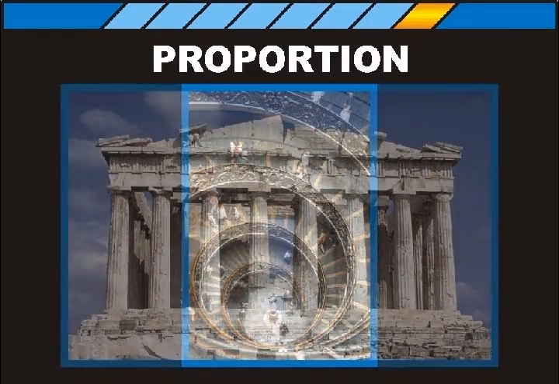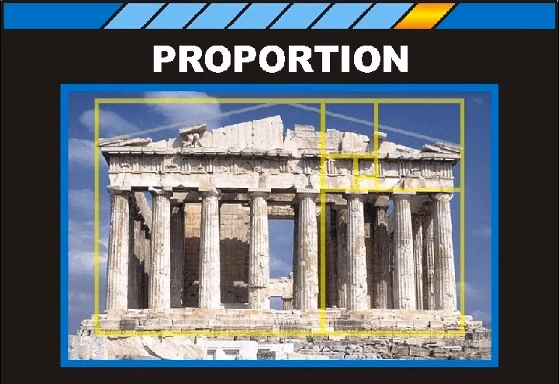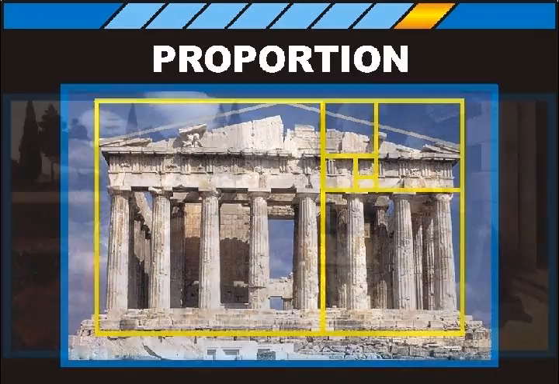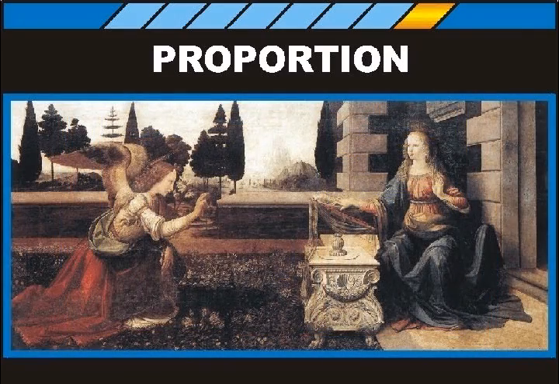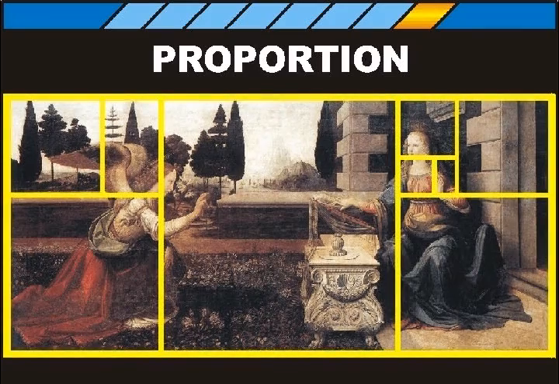The Parthenon in Athens, Greece, is famous for its pleasing proportions. The architects used the golden section extensively. In The Annunciation by Leonardo da Vinci, the artist also achieved pleasing proportion by using the golden section.